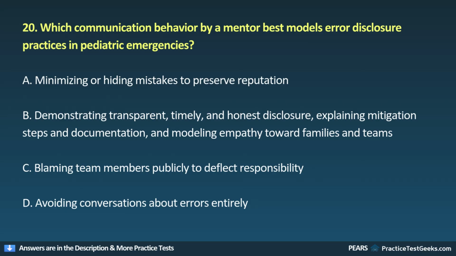20. Which communication behavior by a mentor best models error disclosure practices in pediatric emergencies? A. Minimizing or hiding mistakes to preserve reputation. B. Demonstrating transparent, timely, and honest disclosure, explaining mitigation steps and documentation, and modeling empathy toward families and teams. C. Blaming team members publicly to deflect responsibility. D. Avoiding conversations about errors entirely.